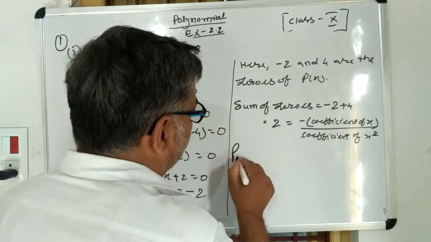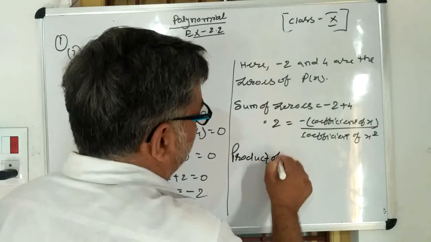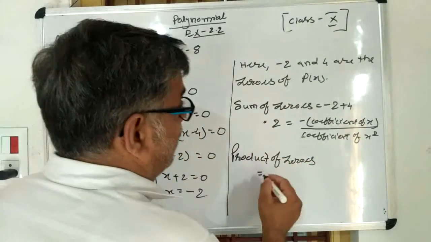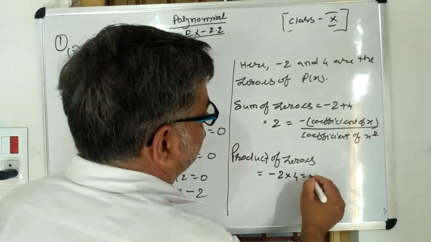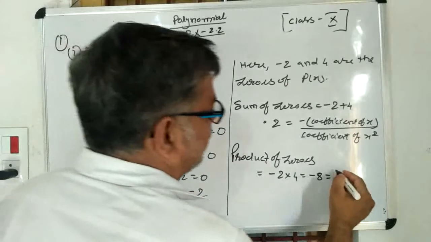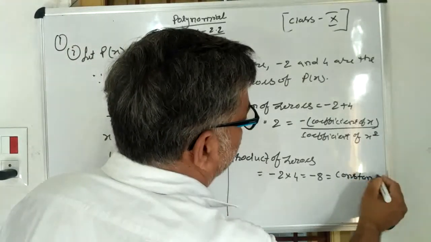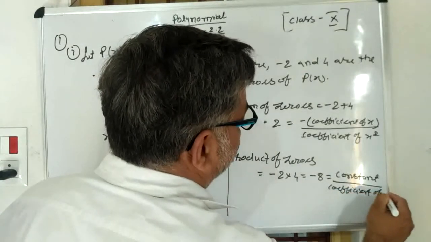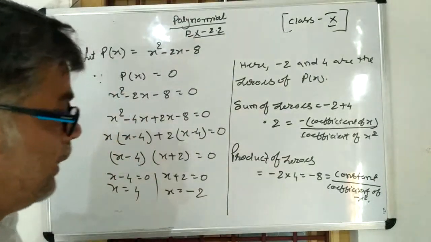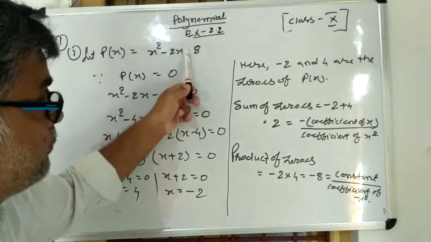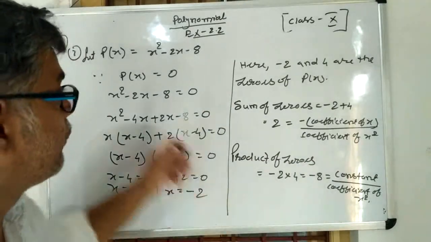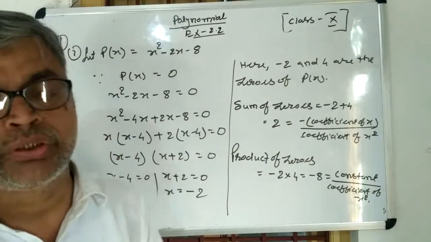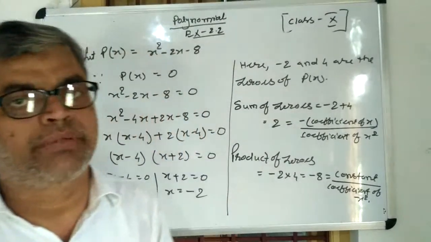Now product of zeros. Product of zeros will be what? Minus 2 and 4 equals minus 8. Minus 8 can be written as constant by coefficient of x square. You can see that minus 8 is the constant number and the coefficient of x square is 1. So this is the main relation between the zeros and the coefficients of the polynomial.